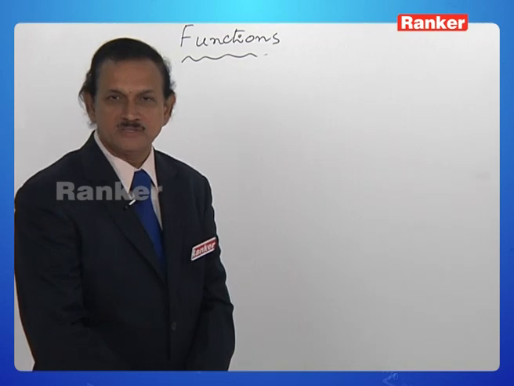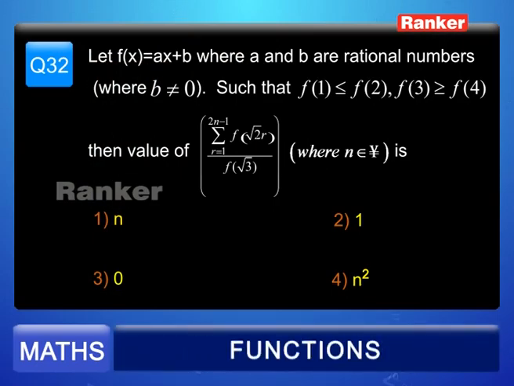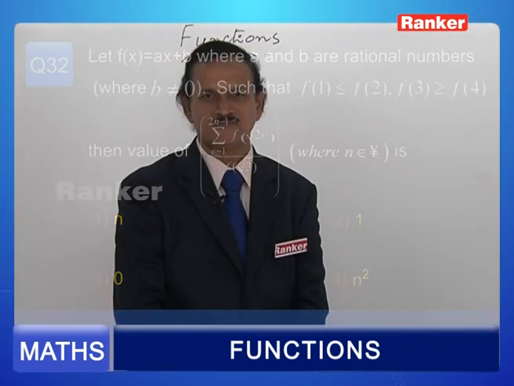Moreover, let us observe the options. The first option is n, second option is 1, third option is 0, and the fourth option is n square. Which option is going to be the correct option? Let us observe.